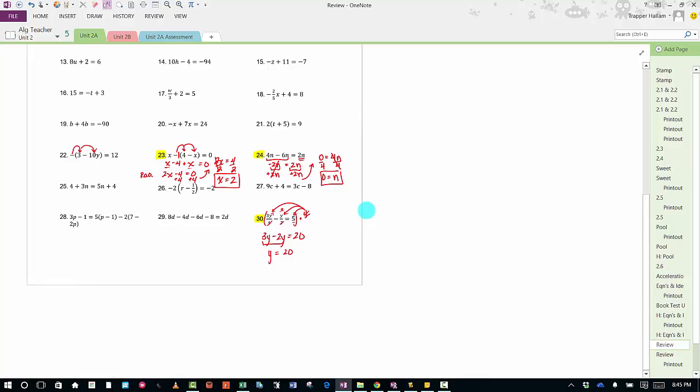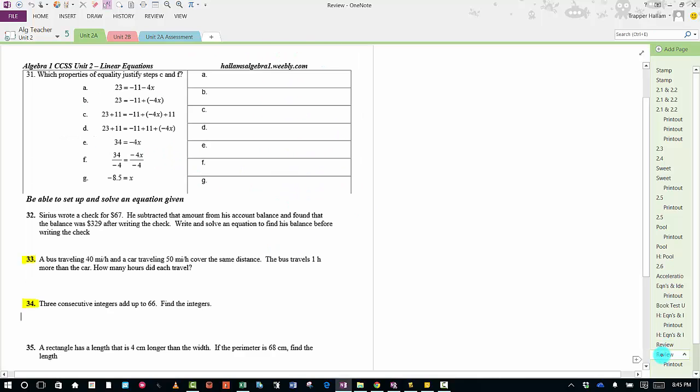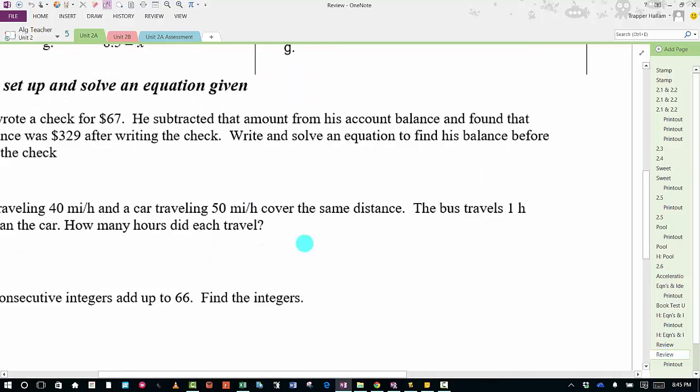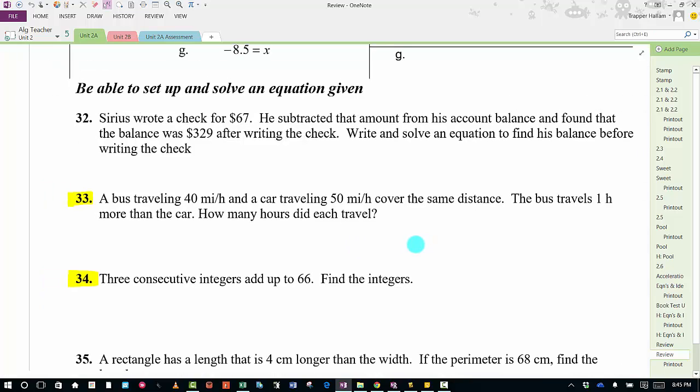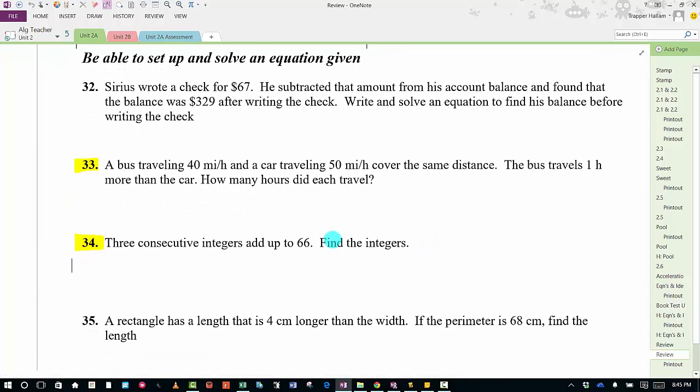Okay, so let's go ahead and take a look at a couple more on the bottom here. We'll switch down to the next page. Let's do a couple of these word problem ones. Make sure that we're on the same page with it. We've got a bus traveling at 40 miles per hour. We got a car traveling at 50.